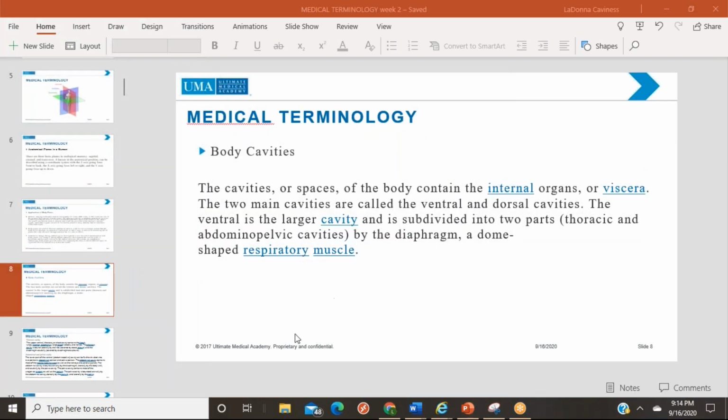Body cavities, or spaces of the body, contain internal organs or viscera. The two main cavities are called the ventral and dorsal cavities. The ventral is the larger cavity and is divided into parts: the thoracic and abdominopelvic cavities, separated by the diaphragm, a dome-shaped respiratory muscle.